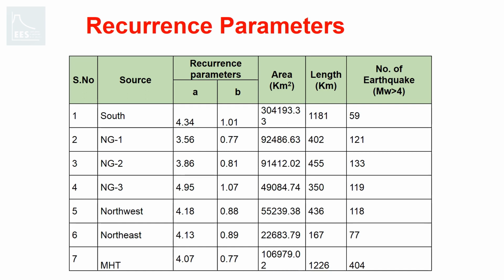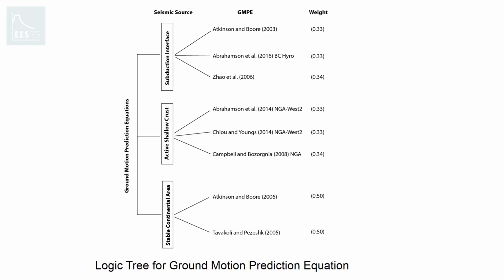So for the identified 7 sources, the recurrence parameters is like this. In the computation of the A and B values, there is a trend to calculate the A value based on B, which is fixed to 1. However, no such thing was done here. You can have a look at it. Then the GMPEs were applied in a logic tree format for the GMPE associated with the source type, giving equal weightage to each.